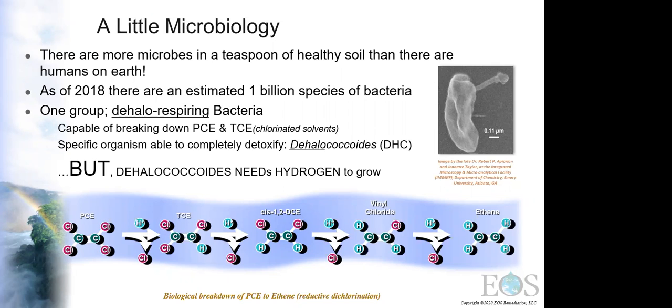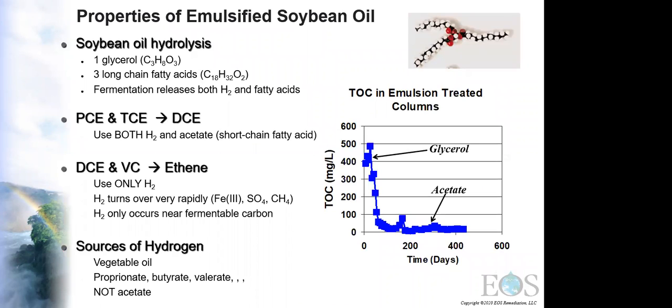Now, we're interested in only one group of bacteria, and that's the dehalorespiring bacteria. And specifically, we're looking for Dehalococcoides. That's the organism that's responsible for that last critical conversion of vinyl chloride over to ethene. But Dehalococcoides needs hydrogen in order to do its processes, in order to grow and thrive. So how do we bring in that hydrogen? And that's where the oil comes in.